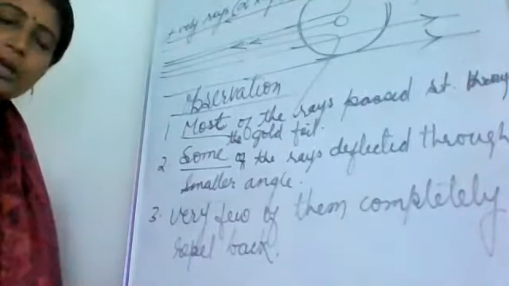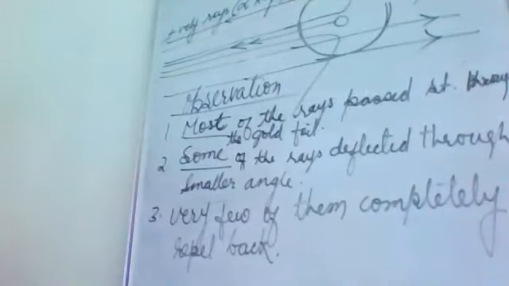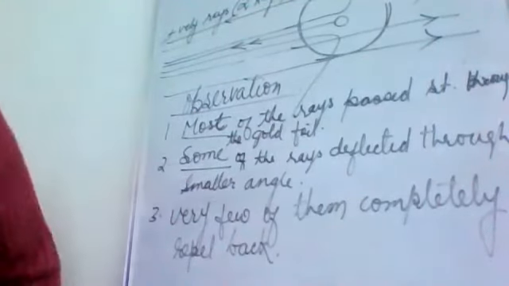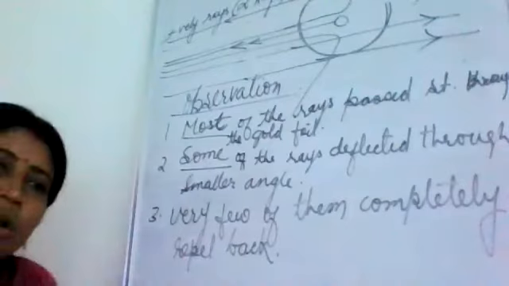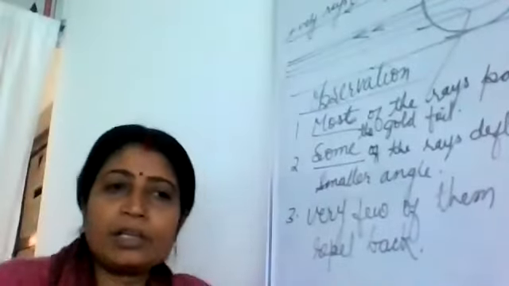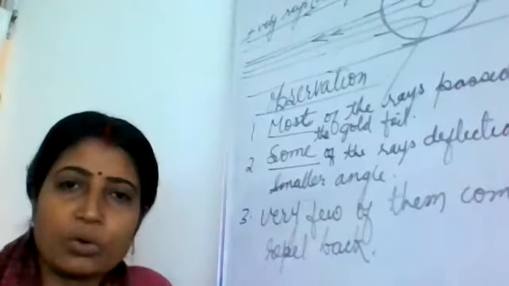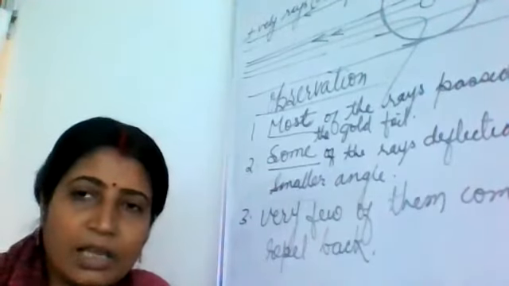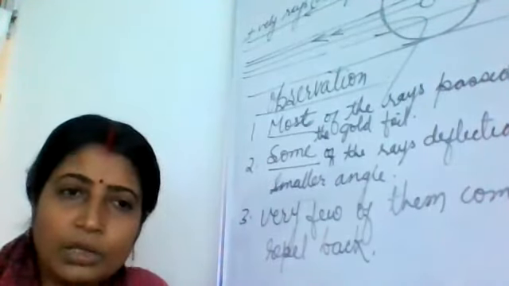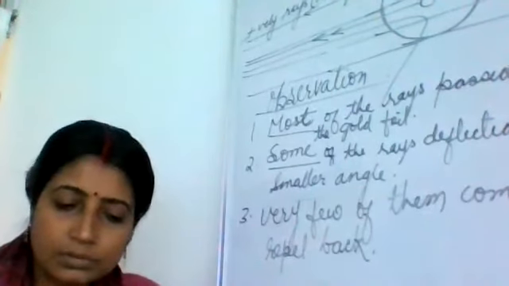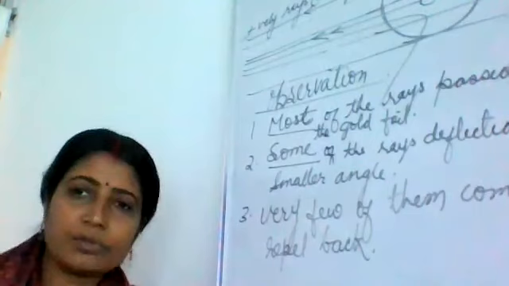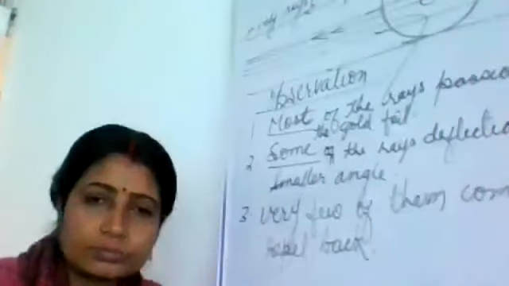Today, you write the Rutherford experiment: what is the Rutherford experiment, what is the Rutherford observation, what is the Rutherford conclusion. That much you will write down in your notebook. I hope the thing is clear. Ma'am, will we write the drawback? The drawback we will discuss tomorrow, not today, because we have very little time. Or you can write it yourself. Ma'am, we can write it ourselves.